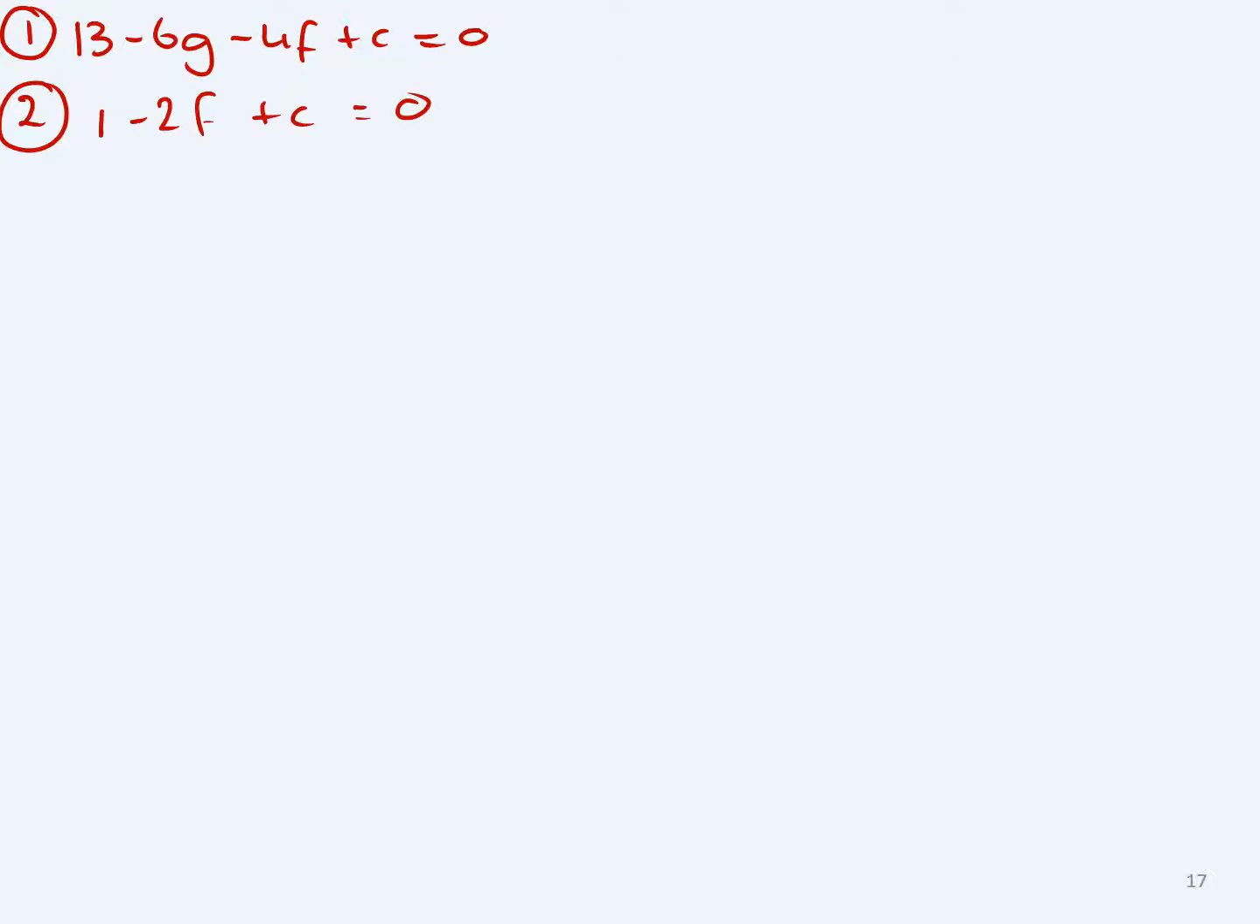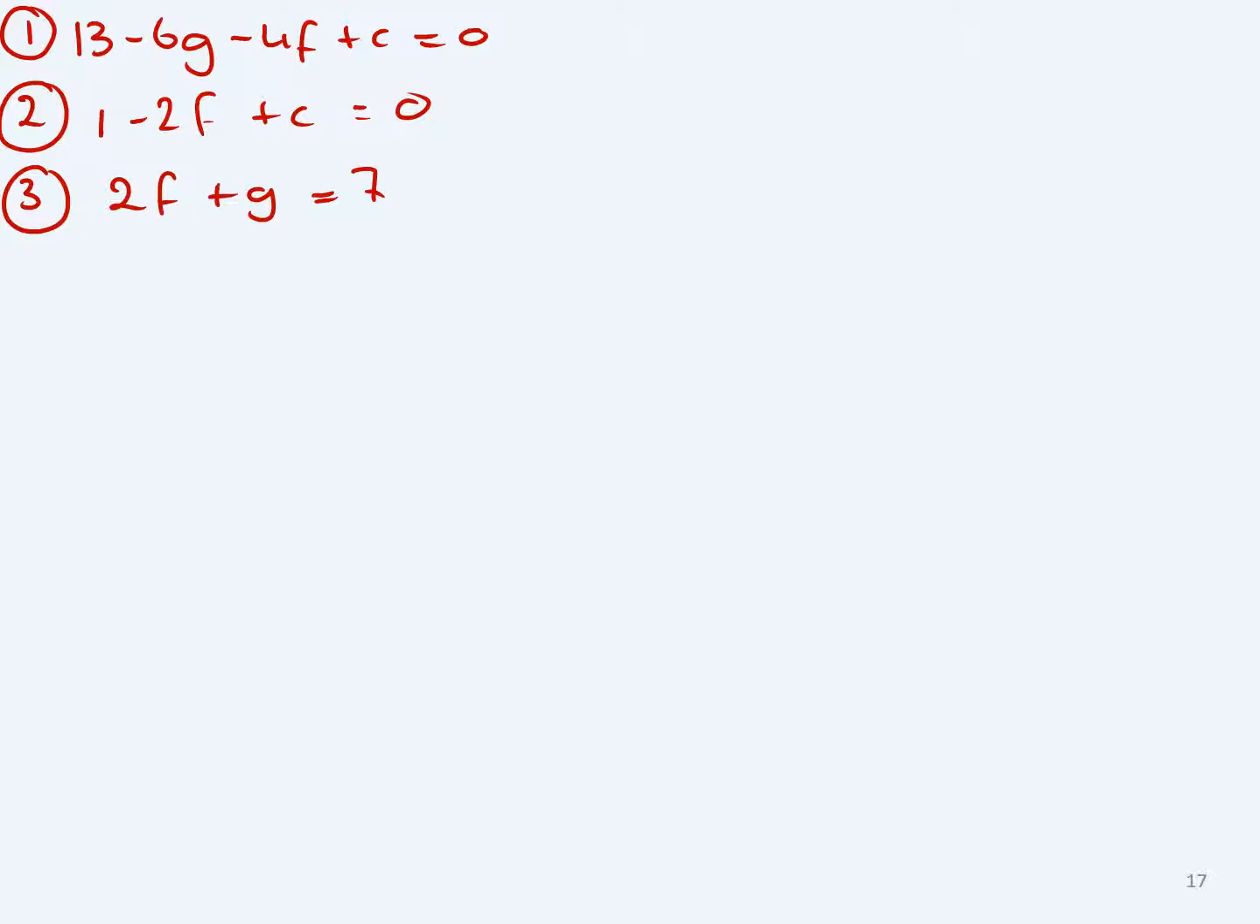So now we have 3 equations, so let's do simultaneous equations. So we have 13 minus 6g minus 4f plus c equals 0. The second one we had 1 minus 2f plus c equals 0, and the third one was 2f plus g equals 7. So now it's not a standard elimination type of simultaneous equations, because we have 3 unknowns, but each of the equations has a different set of unknowns.